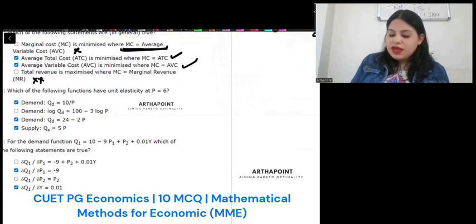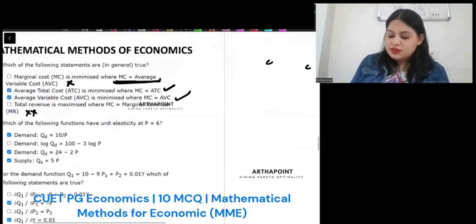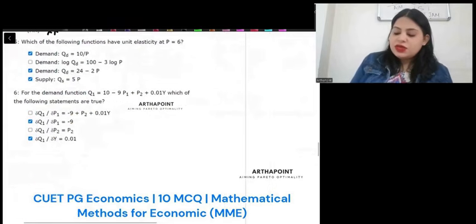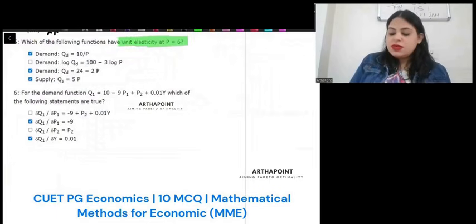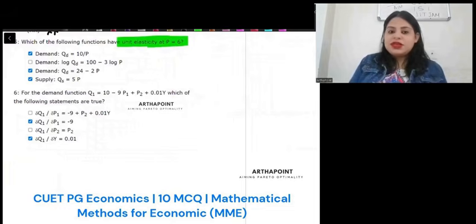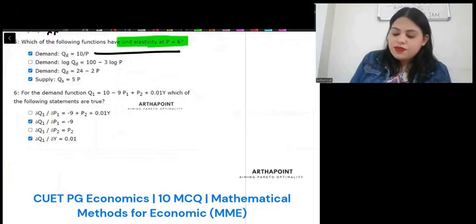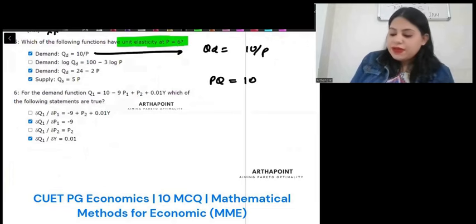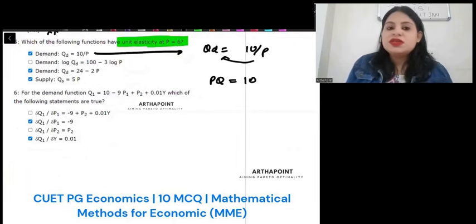Which of the following have unit elasticity at P is equal to 6? Unit elasticity at P is equal to 6. So beta first dekho, QD is equal to 10 by P. Bada hi aasan hai dekhna beta. First of all, just find PQ is equal to 10. Leave everything. If I bring P here, then PQ is 10.